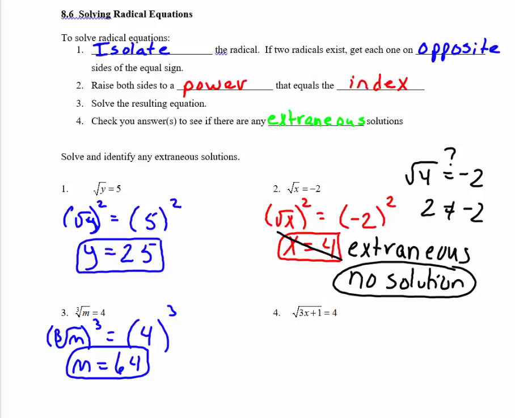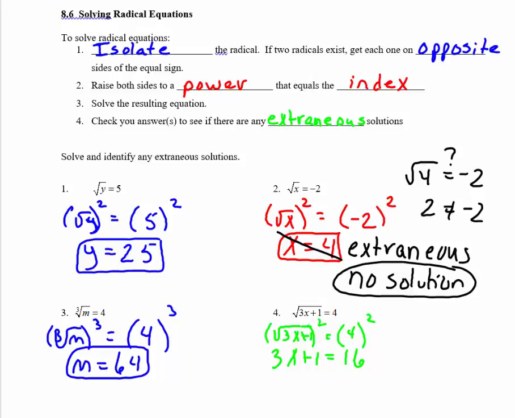Number 4, the square root of 3x plus 1 equaling 4. The radical is isolated, so the next step is to raise both sides to a power that equals the index. The index is a 2, so I'll need to raise both sides to the square power. What happens when you raise a square root to a square power? They cancel out, so I just get 3x plus 1. And 4 squared is 16.